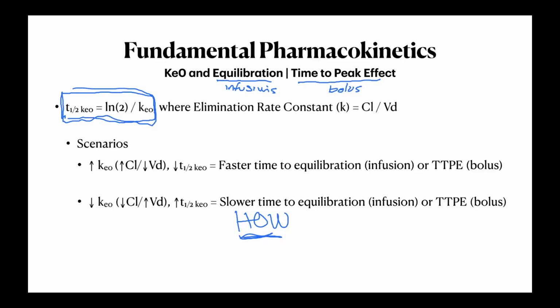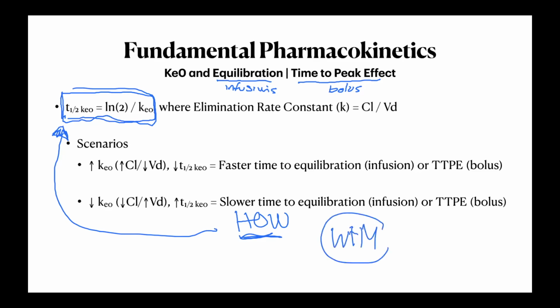And when I talk about the how, it's how does the elimination rate constant affect time to equilibration or time to peak effect? The how is through this relationship here. But this doesn't answer the question that we had from the start. We want to know the why.